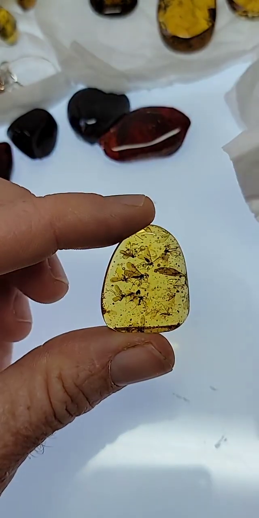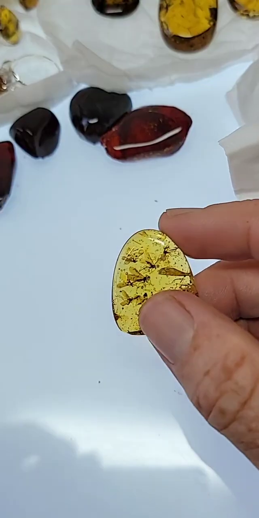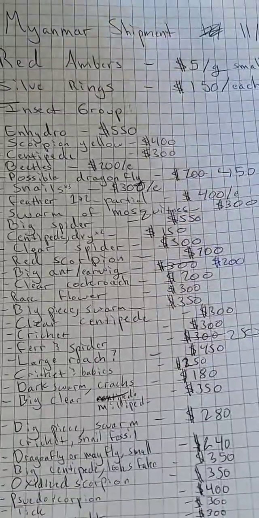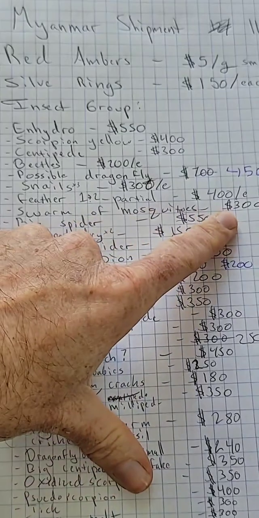Oh, this one's a swarm of very good mosquitoes. Mr. Kobe, these are priced individually. We have our price list here. Let's see. Price list. Swarm of mosquitoes. 300. Oh, I got this one for a good deal. This is a very good piece. This one's at 300.